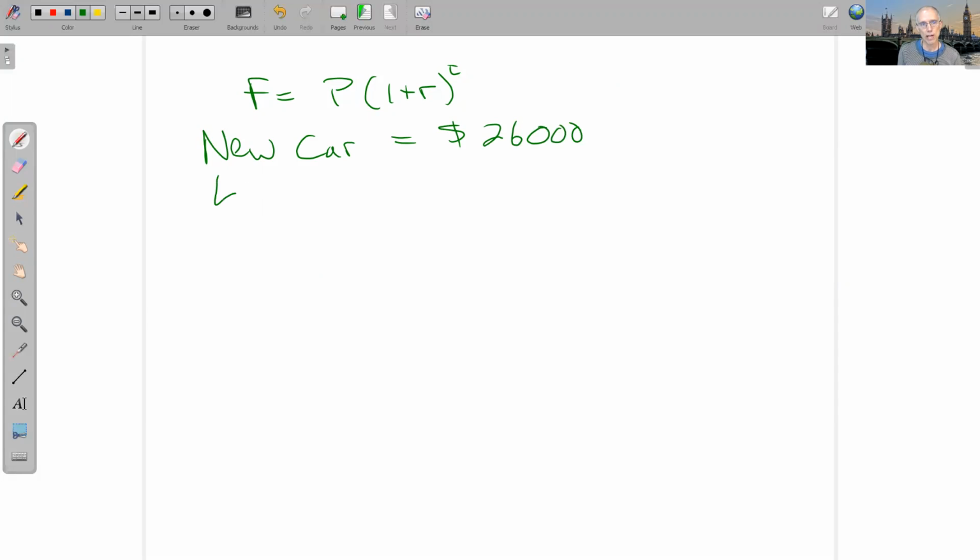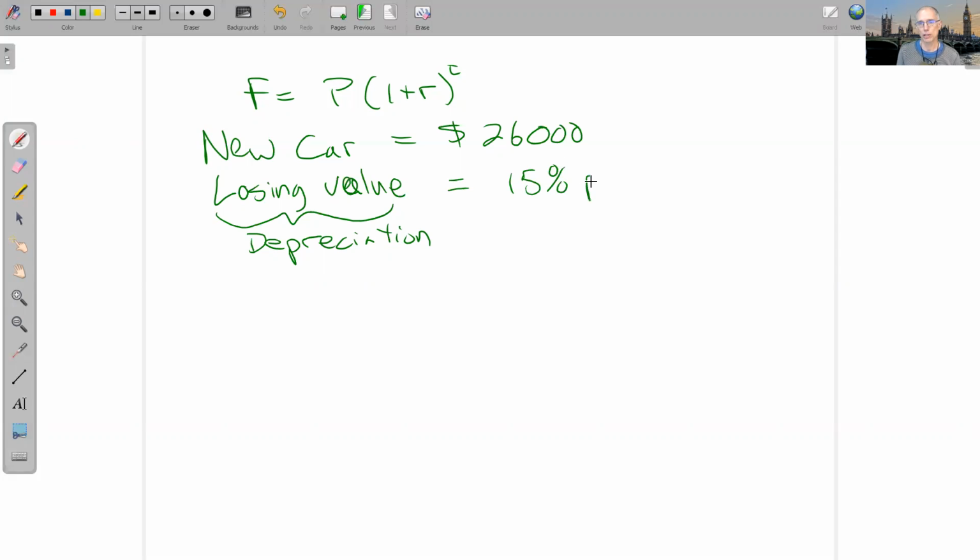And it's losing value each year, right? You get a new car, as soon as you drive it off the lot, it's worth less, right? Because it's not brand new anymore. A year later, it's worth less than that. 2 years later, it's worth less than it was a year ago, and so on. So it's losing value. And that losing value is also called depreciation. And the value that we're losing is 15% per year.